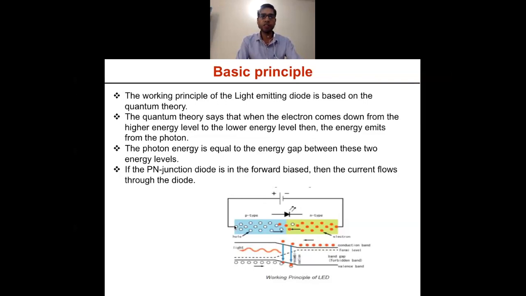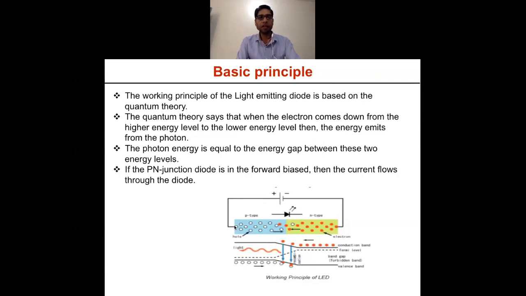The quantum theory says that when an electron comes down from a higher energy level to a lower energy level, the energy is emitted in the form of a photon. The photon energy is equal to the energy gap between these two energy levels. As I already mentioned, this is the basic condition to emit a photon: the energy of the photon must be equal to the energy band gap of the semiconductor.